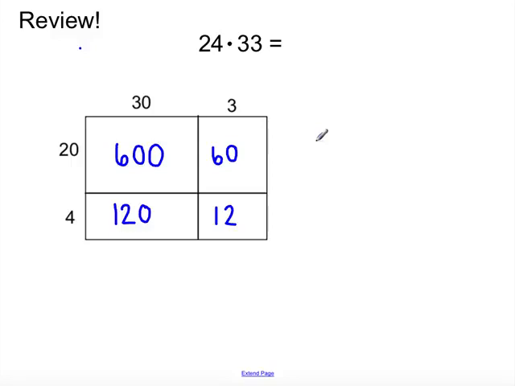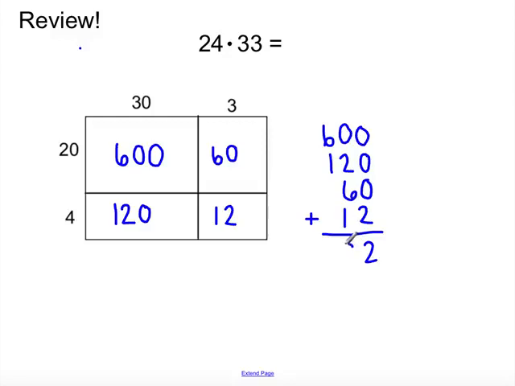So then in order to find the total answer, I need to add up all the areas. So I need to do 600, and I have to be very careful when I line them up, plus 120, to make sure I'm lining up place values correctly, 60, and 12. So I'm adding. So 0, 0, 0 plus 2 would be 2. 0 plus 2 is 2, plus 6 is 8, plus 1 is 9. And then 6 and 1 is 7. So my final answer is 792. So there is example 1.